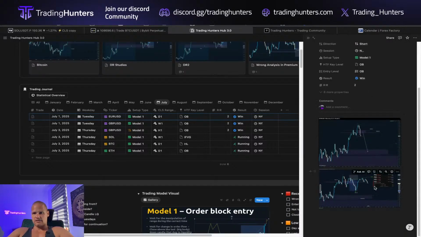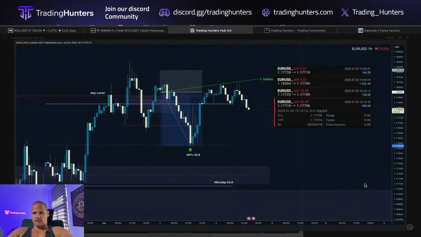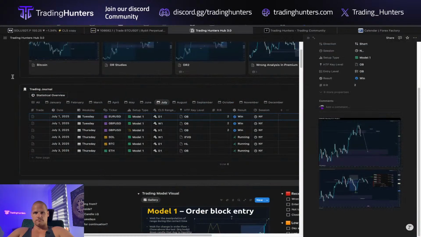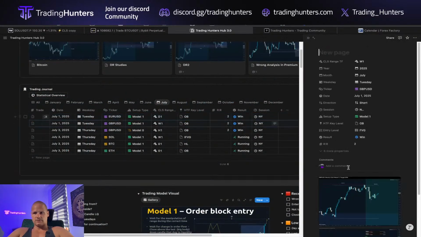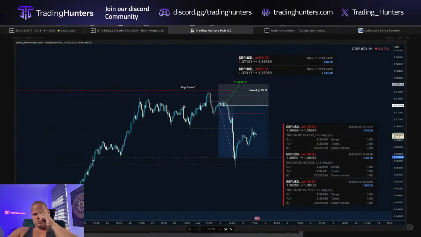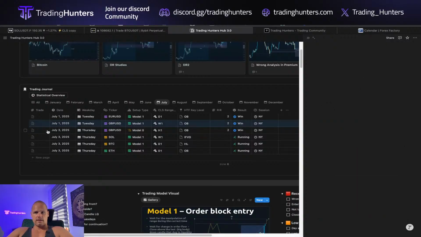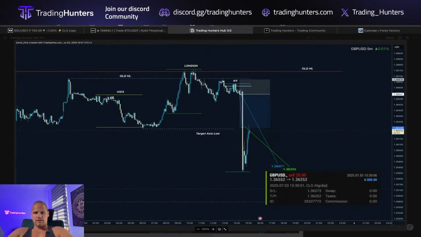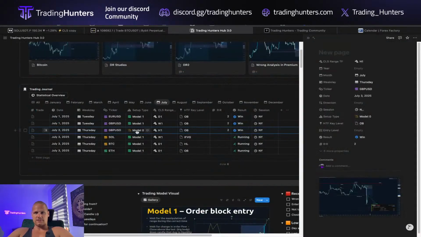So far this month, I have this win on the euro. I have this winning trade, which was multiple trades on the pound. And I had just one more scalp here, which was based on accumulation, manipulation, distribution from the order block. This one I called model 0, because it's not completely based on the CLS strategy, but just on the relationship between sessions and higher time frame directions.